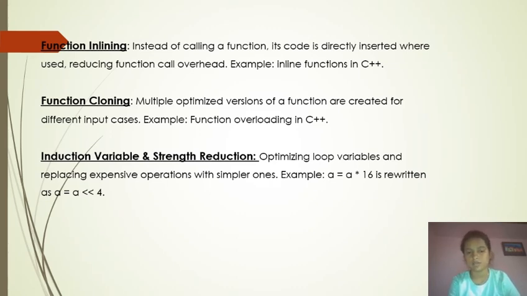Then induction variable and strength reduction, optimizing loop variables and replacing expensive operations with simpler ones. For example, a is equal to a into 16, then it is rewritten as a less than 4.